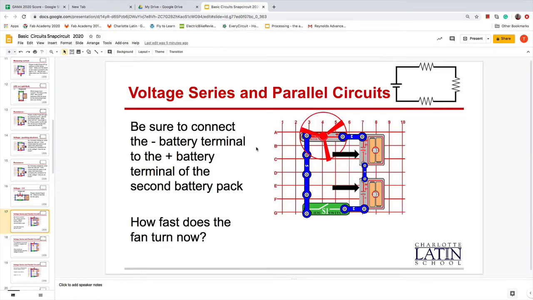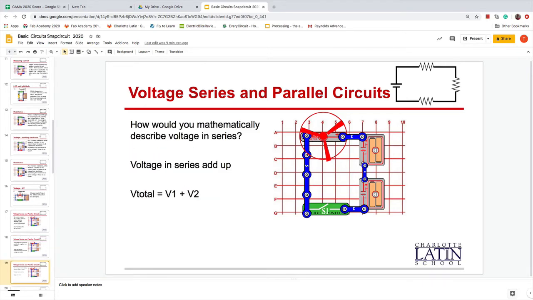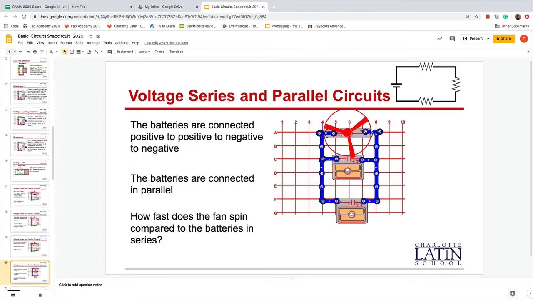And then we put two motors in there and it really sped up. So we increased voltage by increasing the batteries. You can say batteries in series, when positive, negative is connected to positive, negative. We call that voltage in series, and the voltage adds up. So if this is 3 volts here, 3 volts there, that's 6. So the voltage total V total equals V1 plus V2.